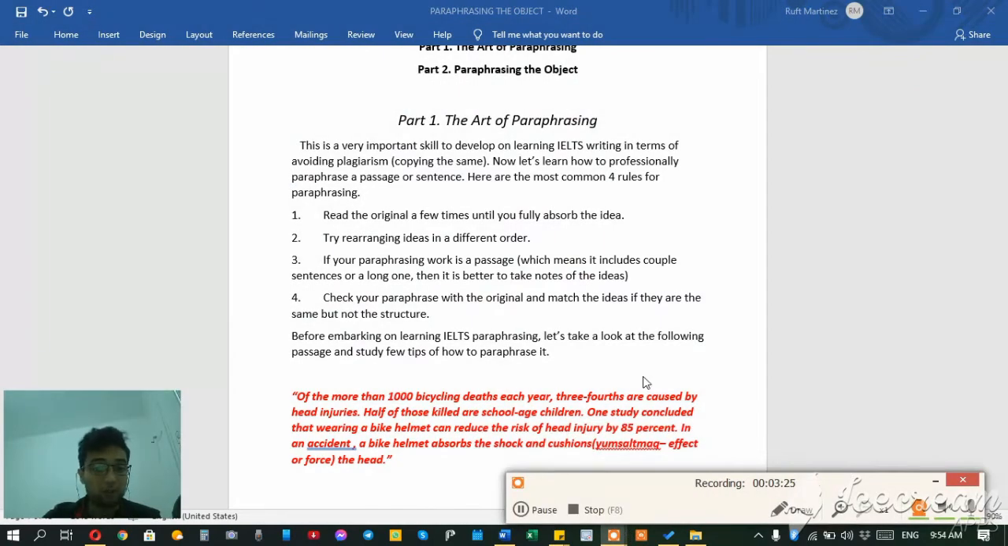If your paraphrasing work is a passage, this one is definitely not about IELTS. It's just for your speaking and for general English, which means it includes a couple of sentences or a long one, say 2-3 sentences. Then it's better to take notes of the ideas. Let's say you have 4 sentences, and in each sentence there's a main idea. Actually, the main idea of a sentence is mostly the nouns of the sentence. I remember I told you the nouns are the meaning, the idea of the sentence.